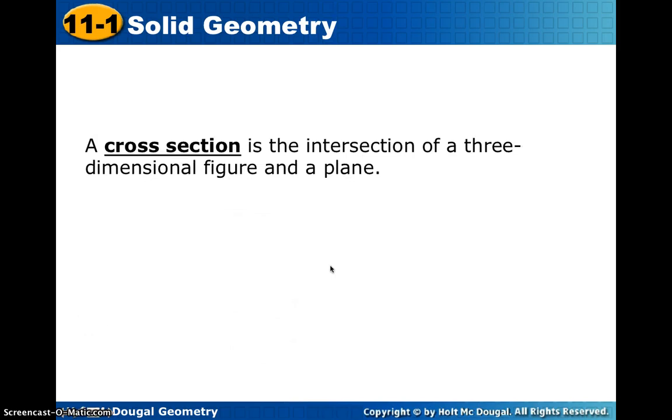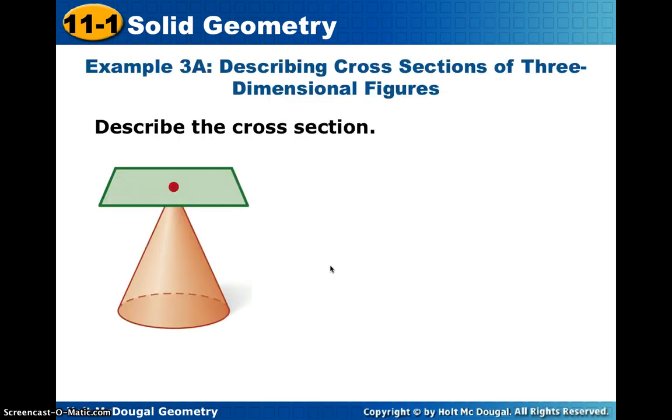Okay, so next we have cross sections. A cross section is the intersection of a three-dimensional figure and a two-dimensional figure. So a plane is cutting through, like a knife cutting through our three-dimensional object. Here we have the green plane, which is our two-dimensional figure, cutting through the three-dimensional cone. What is the cross section? Where do those two intersect? Well, they intersect at the point. So this time it's only intersecting at a point.